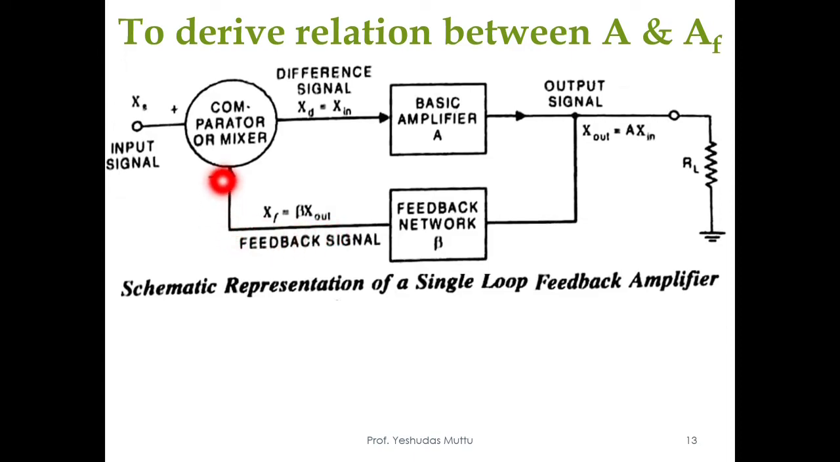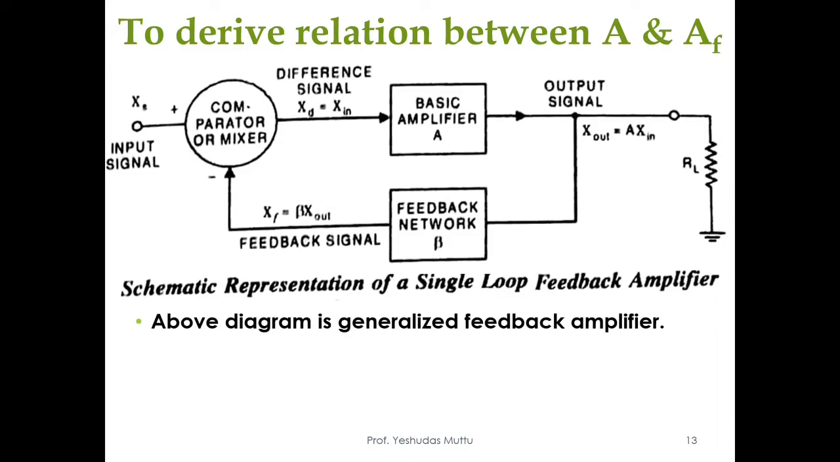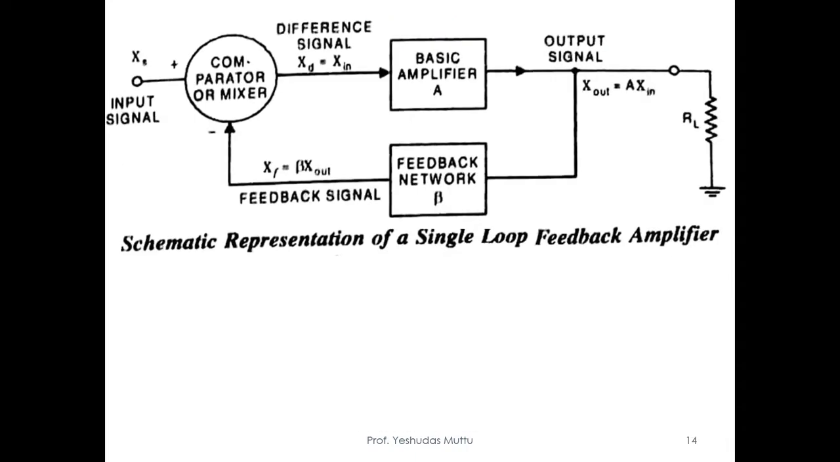Secondly, we are going to derive the expression that shows the relation between A and AF with negative feedback. You can see the negative sign over here. So let's start with the derivation. This theory I have already discussed with you just now.